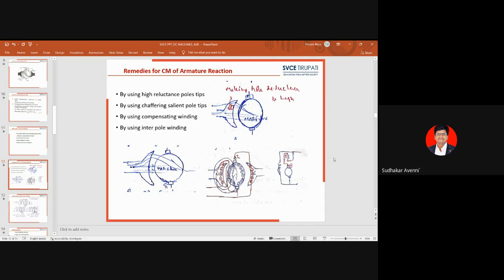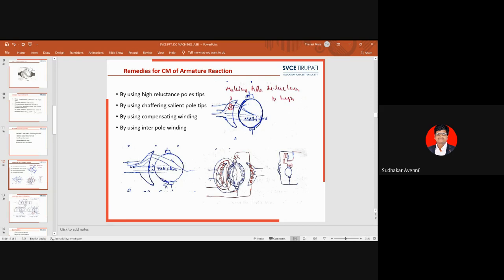There is a question: how do we connect the compensating winding and the interpolar winding with respect to the armature? Both are connected in series. The compensating winding is connected in series with the interpolar winding, and this interpolar winding is again connected in series with the armature winding. By using high reluctance pole tips, less flux flows, which reduces the cross magnetization effect. Chamfering the poles means we increase the air gap, and because of the increased air gap, there is a reduction in cross magnetization effect.